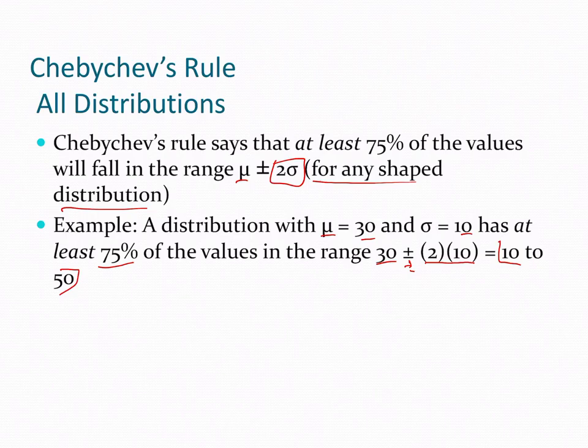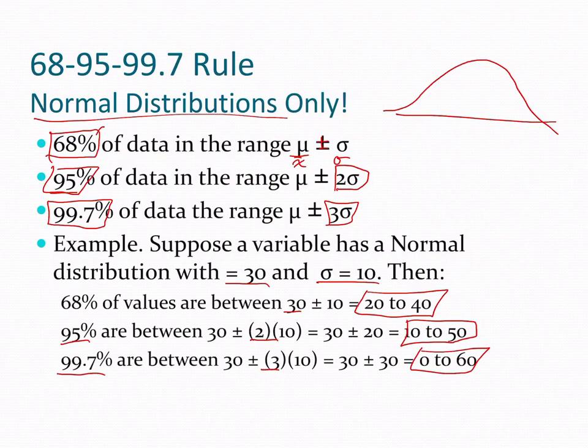We don't go into Chebyshev's rule too often. In this class, we're not going to go into it at all. We're really only going to be focusing on the 68, 95, 99.7 rule when it comes to standard deviations with normal distributions.